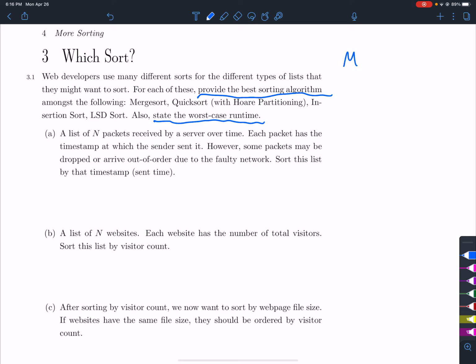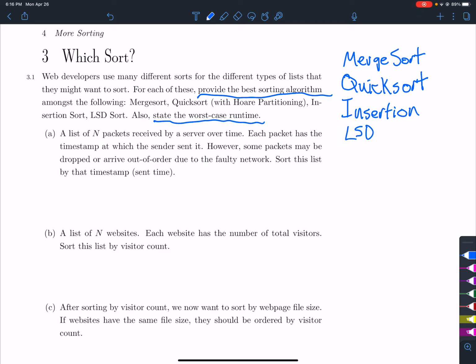Okay, and we're given some nice options. We're given merge sort as one option. We're given quick sort with Hoare partitioning. There's also the red, white, blue quick sort, but that's not what they're talking about here. We're given insertion sort, and we're given LSD. And LSD is least significant digit sort.